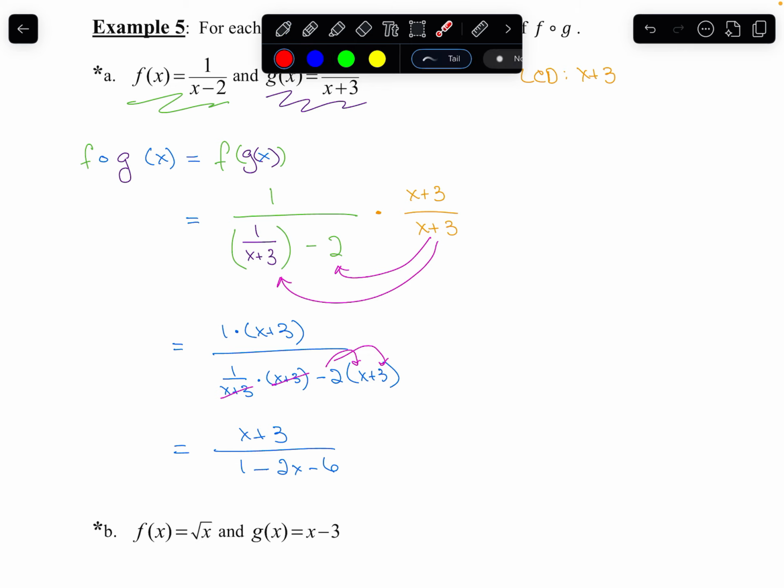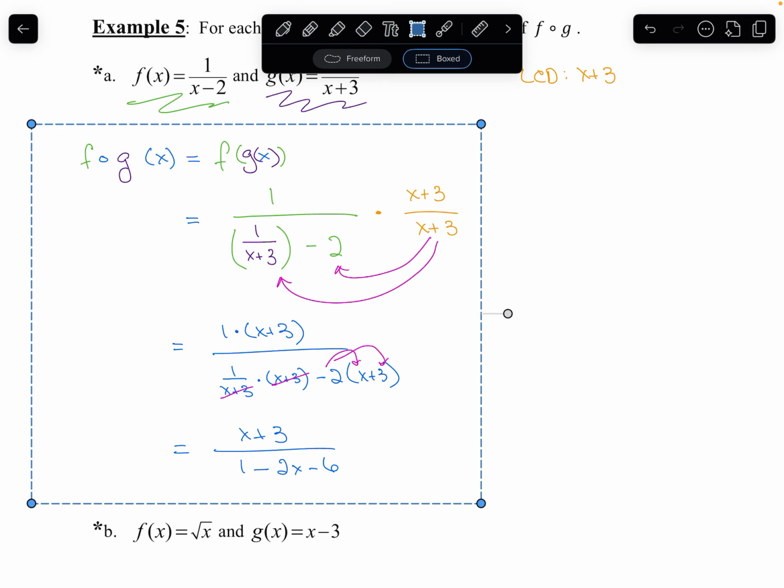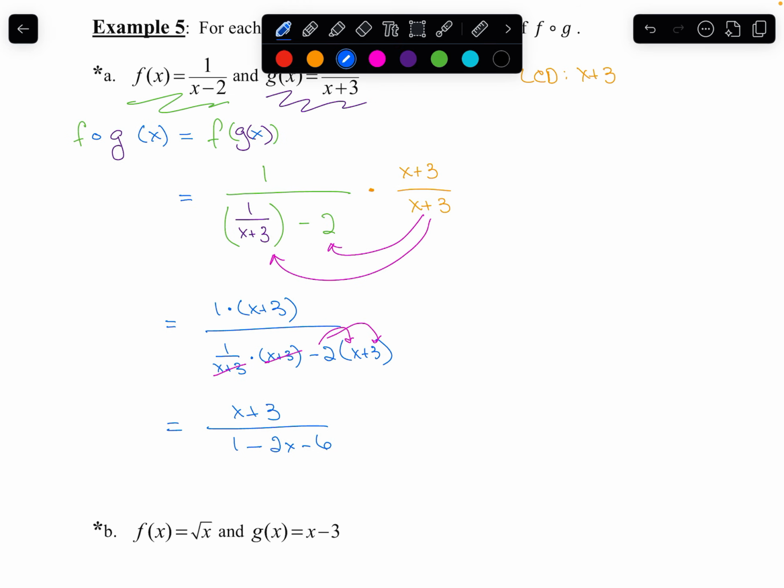Okay, combine 1 and negative 6. And so we get x plus 3 over negative 2x minus 5. Okay, so that's the composition. So we can go ahead and box that. Okay, but the question is to find the domain. So we're also going to find the domain on this.